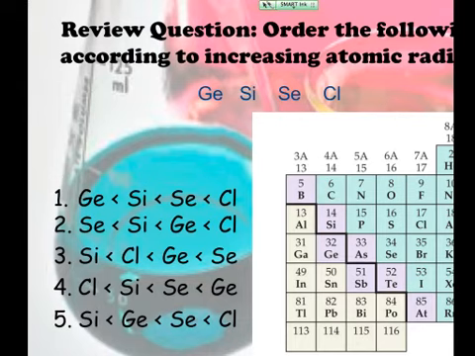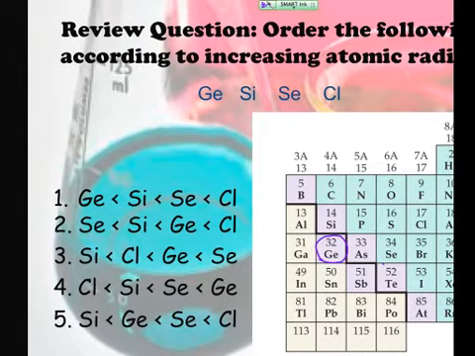Okay, let's answer a question. Let's put these in order for their increase in atomic radius. So find germanium, silicon, selenium, and chlorine on the periodic table. Let's put them in order. And this is increasing atomic radius. Which ones are the smallest ones? Right, the ones with fewer energy levels. So when we're in row 3, we have fewer rings, right?